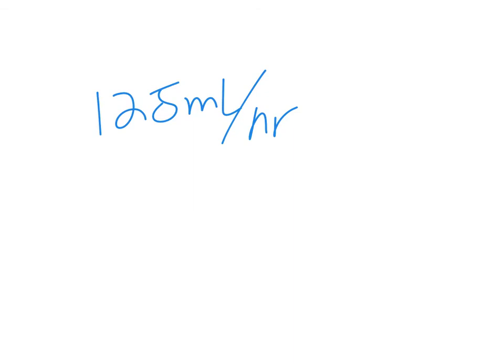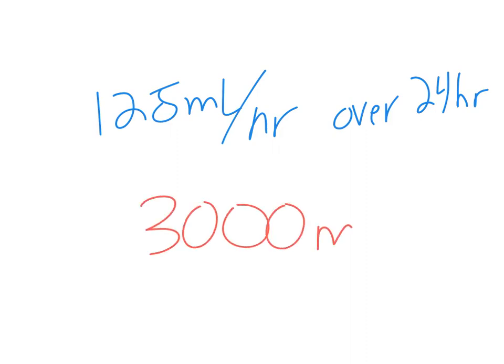If a patient needs an IV at 125 milliliters per hour, that's a 5. Sorry about that little swirl there at the end. That's a 5. 125 milliliters per hour over 24 hours. So over the course of the day, I'm going to take 125, multiply it by 24. At the end of the day, they're going to have received 3,000 milliliters of fluid.